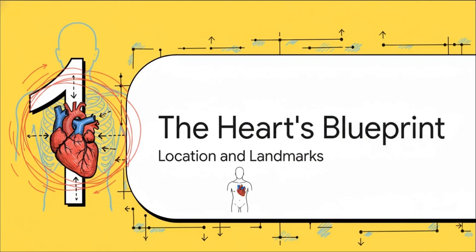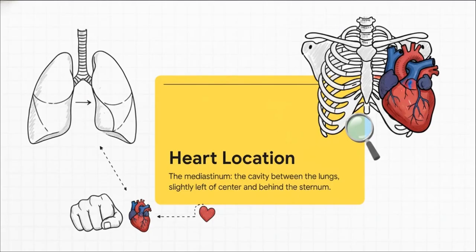We're going to cover where it lives, about how big it is, and the key landmarks you absolutely need to know for your clinical practice. So, the heart sits right in the middle of your chest in the space called the mediastinum, and it's tucked safely right there between the lungs. It's positioned just a little bit to the left, and of course, it's protected by the sternum.